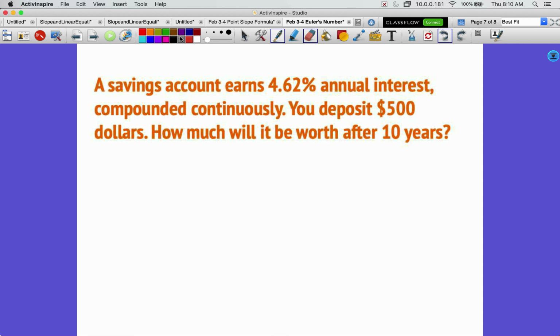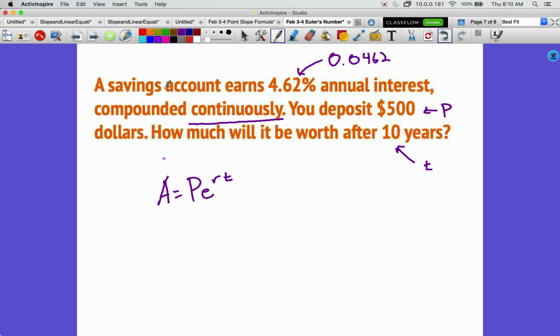All right, so let's practice with this. A savings account earns 4.62% annual interest compounded continuously. As soon as you see that word continuously, write down A equals P e to the rt. You deposit $500, so that'll be our principal. How much will it be worth in 10 years? That'll be our time. And with our interest rate, convert that to a decimal by moving the decimal place twice, so 0.0462. Don't accidentally turn this into 46% by only moving it one spot.